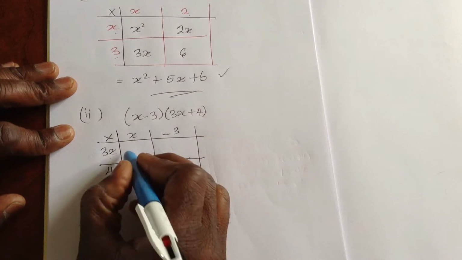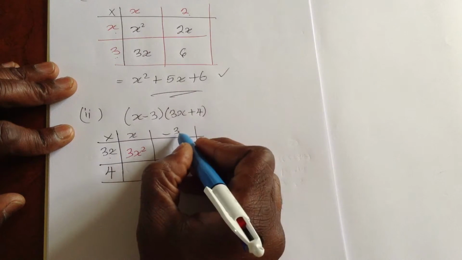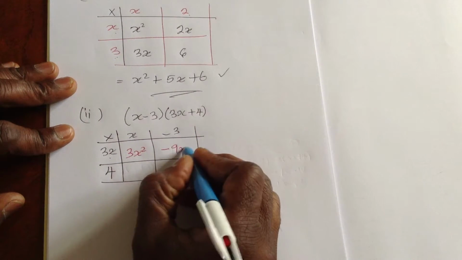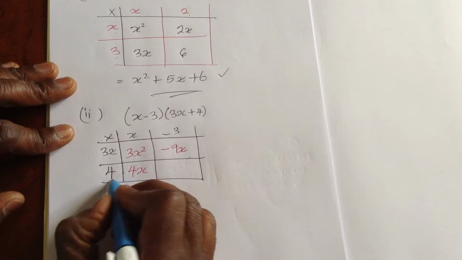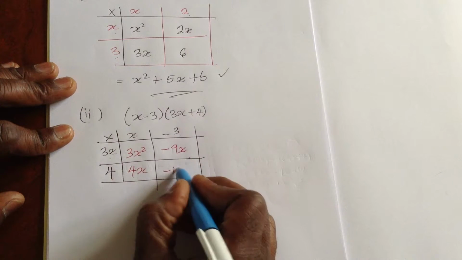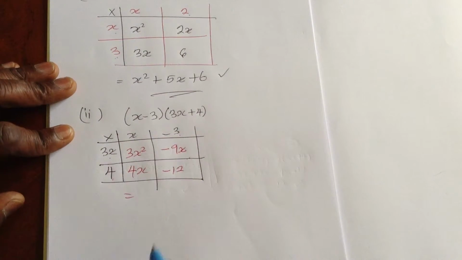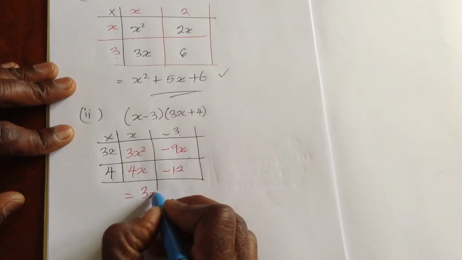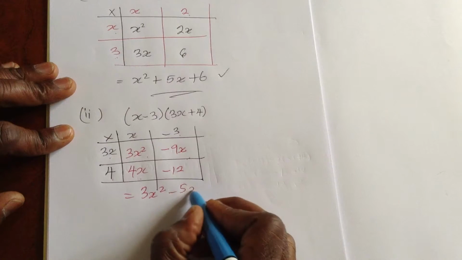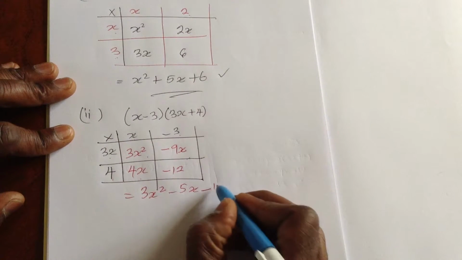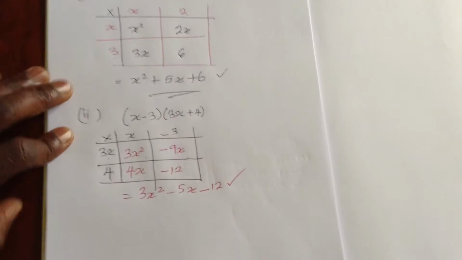3x times x will give us 3x squared. 3x times minus 3 will give us minus 9x. 4 times x will give us 4x. And then 4 times minus 3 will give us minus 12. If you simplify our answers in the grid, we're going to get 3x squared for that, and that will give us minus 5x. And we'll be left with our minus 12, which is the same thing as the one we did.